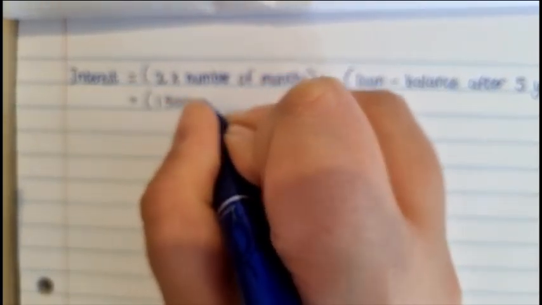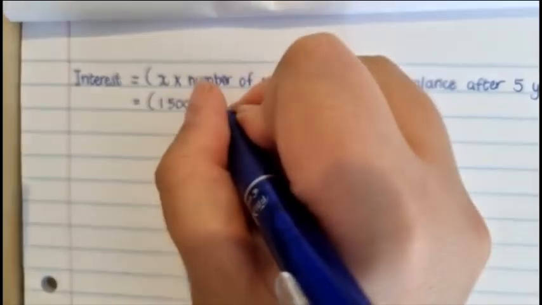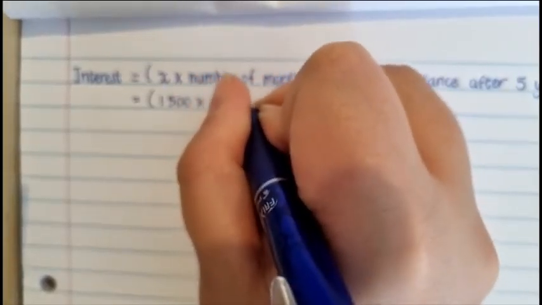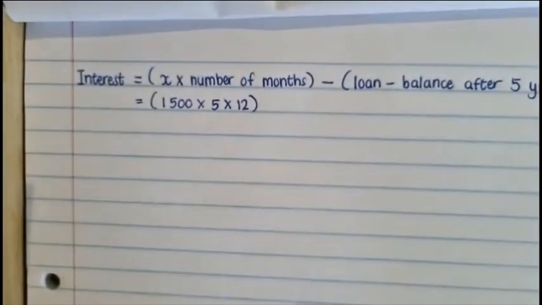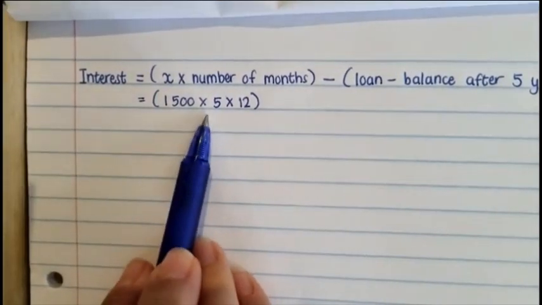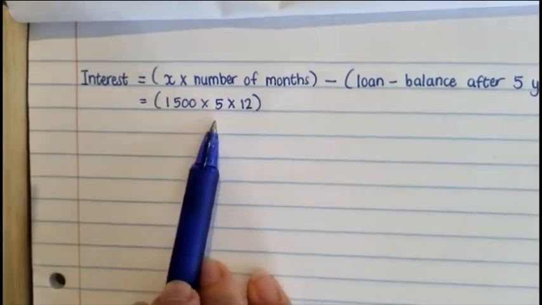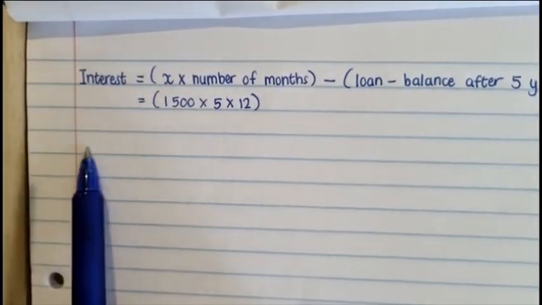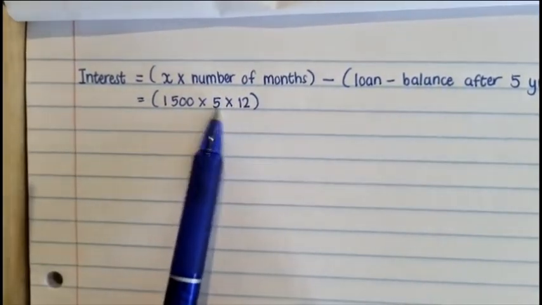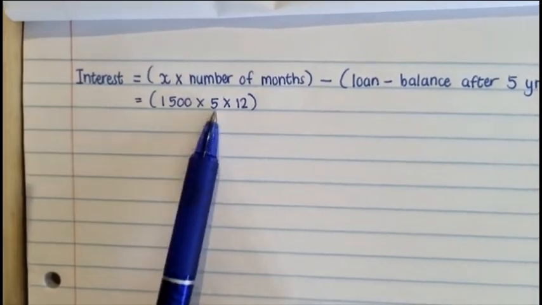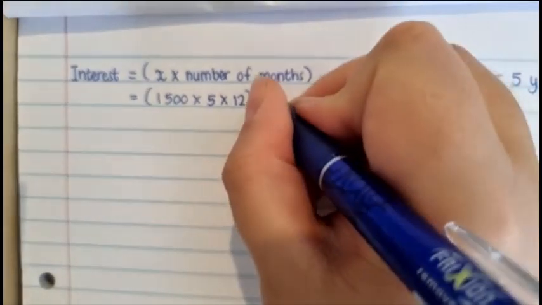So the X amount, the monthly payment, was 1,500. The number of months is 60, but remember we got that from 5 years and 12 months a year. And this is what they're asking for. They're asking how much interest did she pay in the first 5 years. So that's why I'm using 5 here and not 6. The entire loan is paid off in 6 years, but they asked for 5 years. So that's why we're using a 5 here.